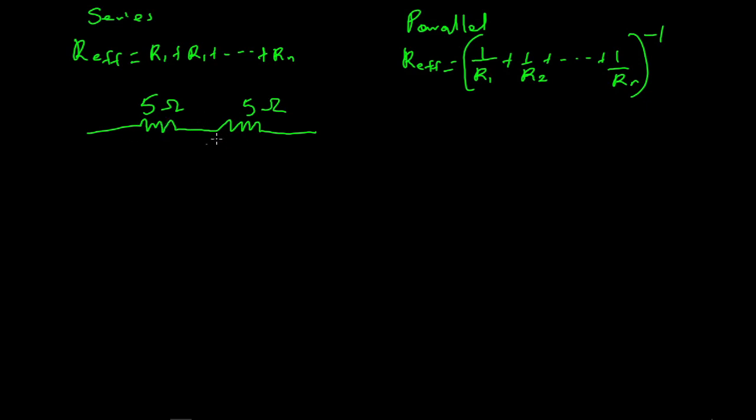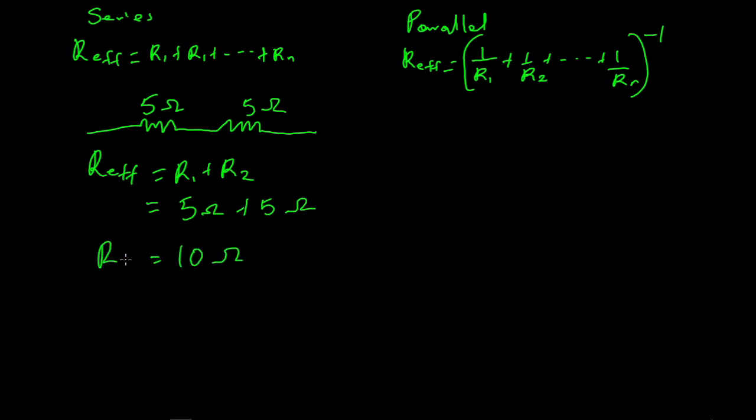So for this circuit, this is a simple series circuit, and for a series circuit, the total resistance, which is the effective resistance, is the sum of the participating resistances. So that means the effective resistance of this circuit is going to be 5 ohms plus 5 ohms, and that is going to give us a 10 ohms resistor.